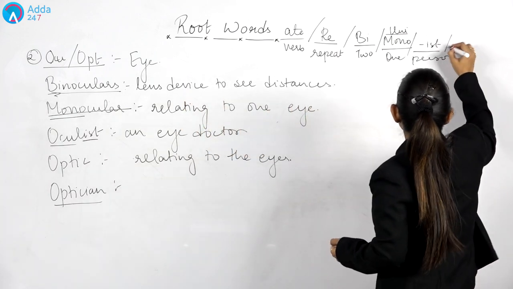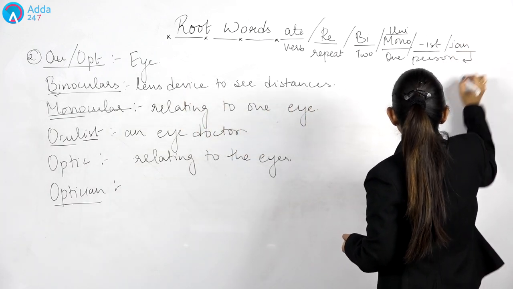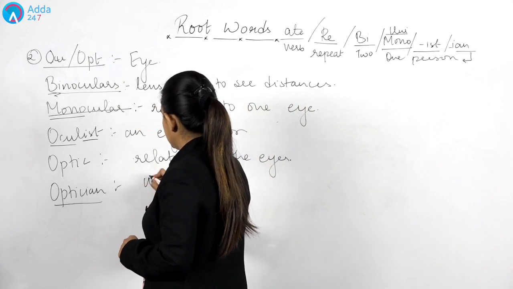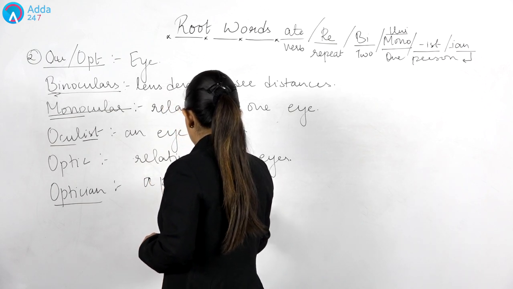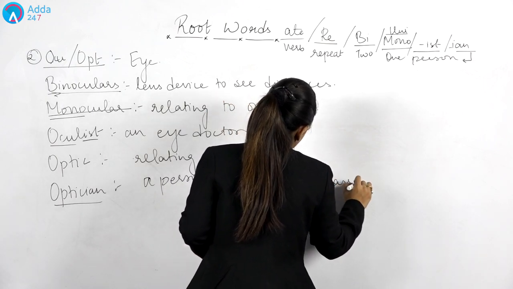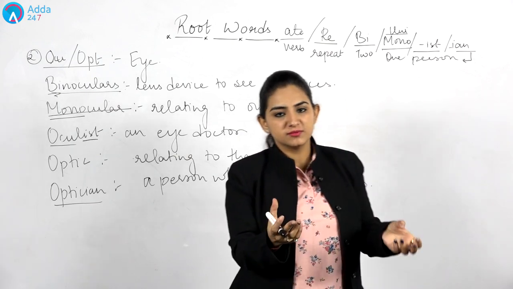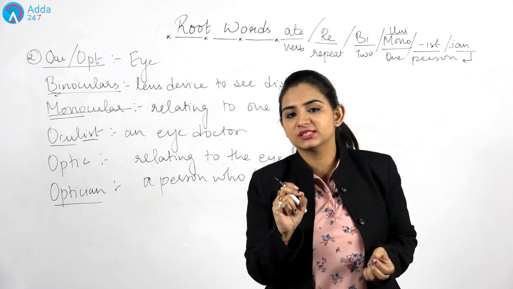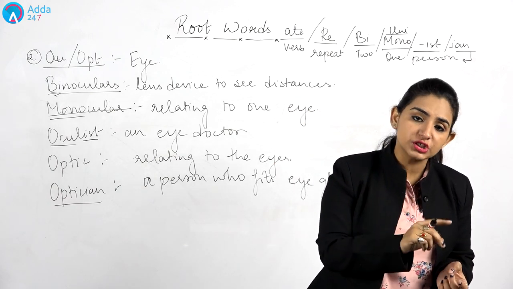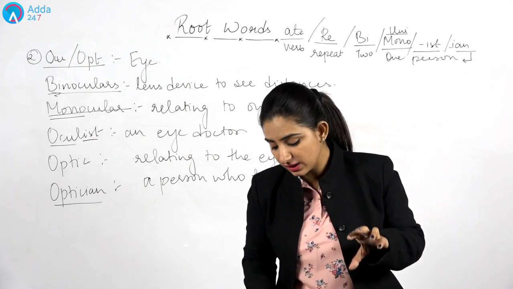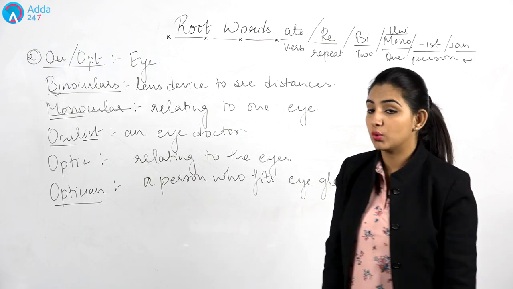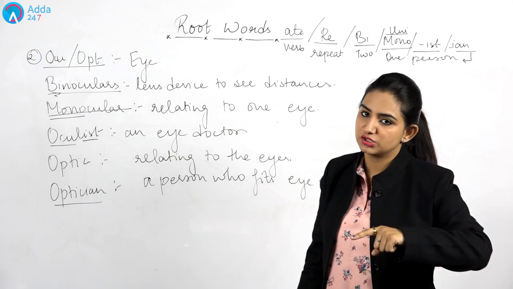Then we have the word optician. A word that ends with I-A-N again defines some person, right? So when I say optician, this is a person who fits eyeglasses. You only buy a frame from somewhere, right? And the person who is selling the frame will not fit the glasses. There's a person who is called an optician, and that person will fit the lenses in your frames. That person will be known as an optician, right?